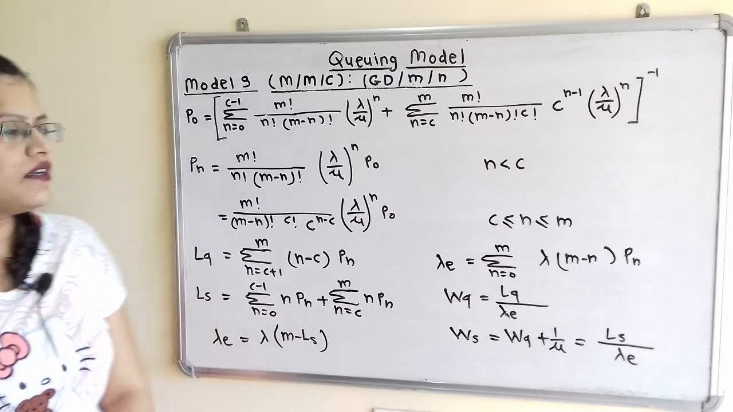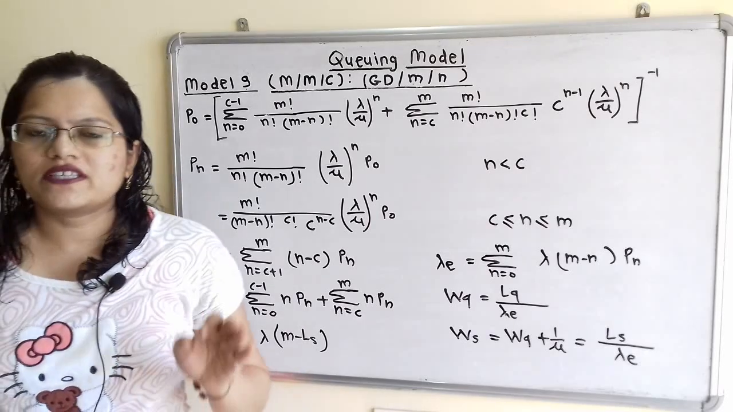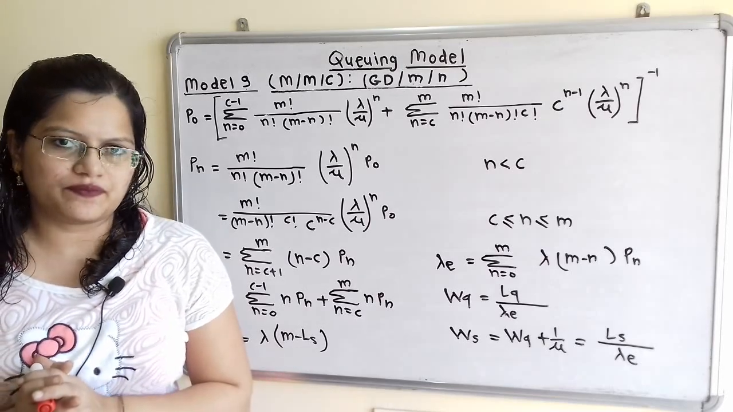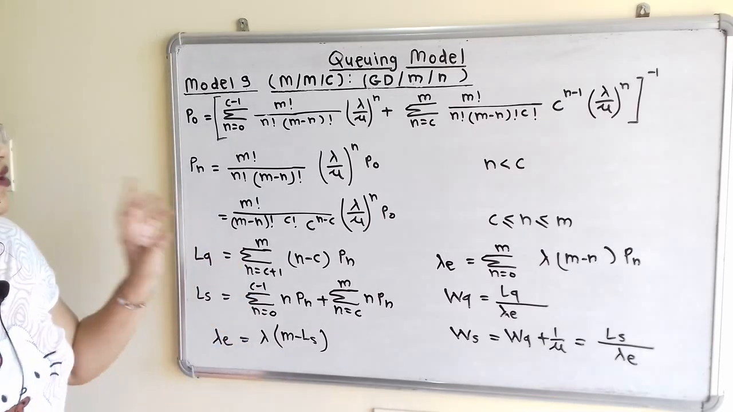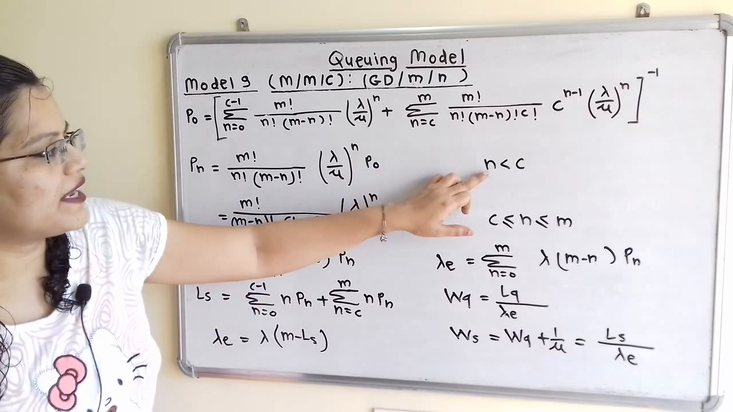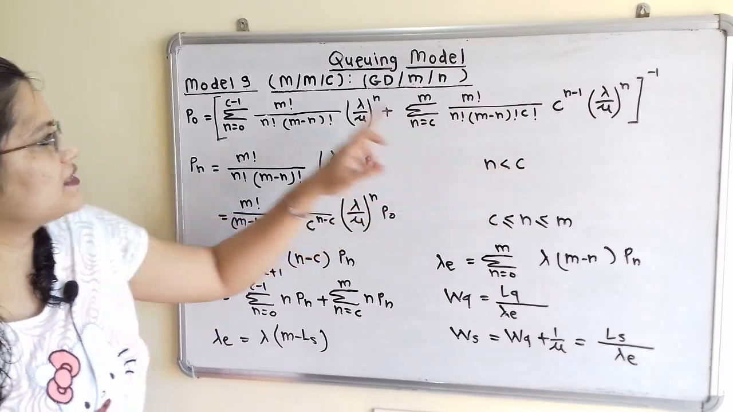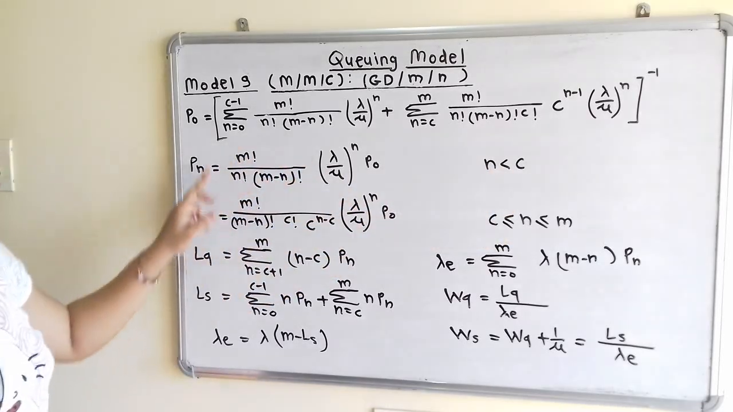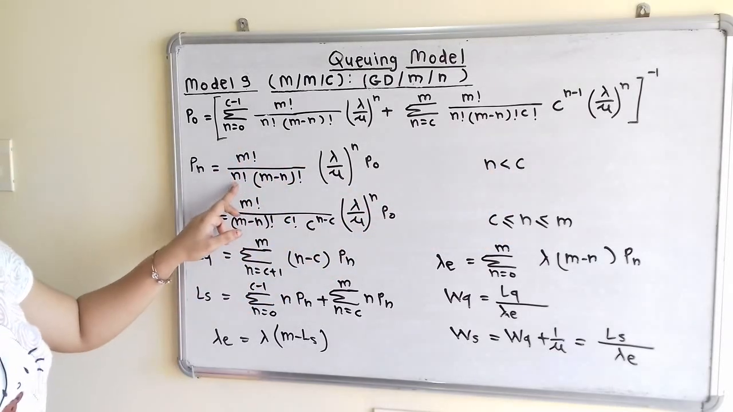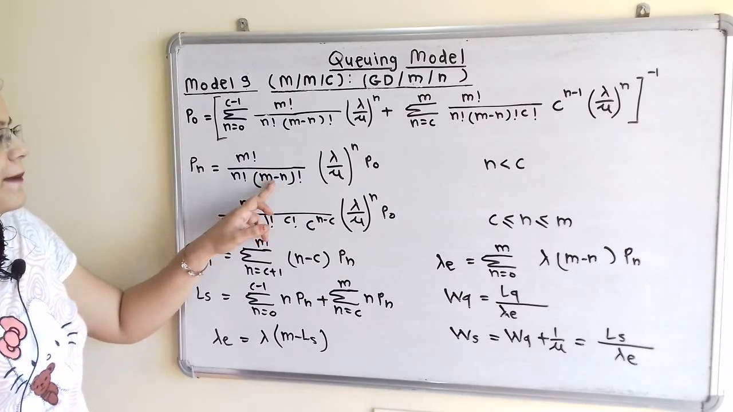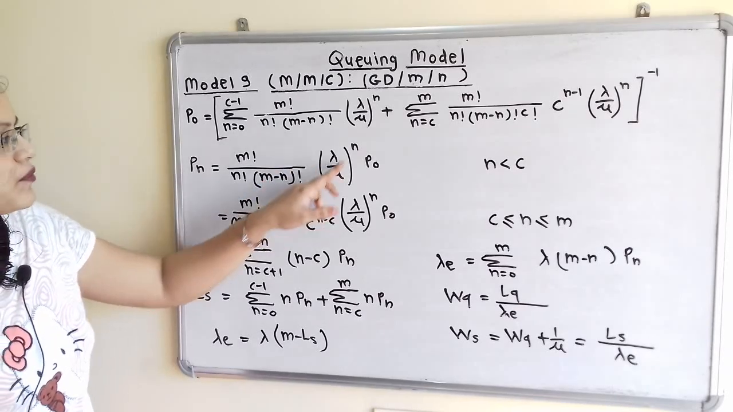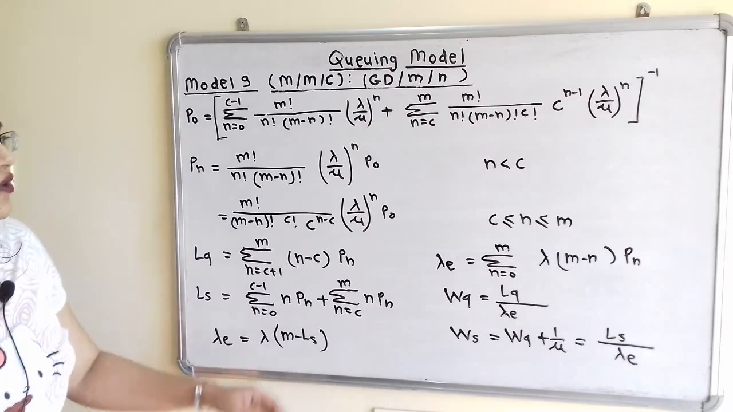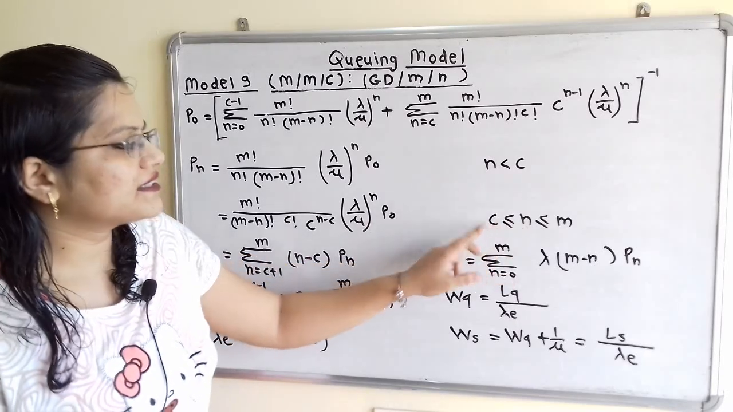Now we will move to the next formula. So what is the probability of N number of machines in the system? Here there are two cases. First, when N is less than C, because C is the number of servers, we have to use this formula: M factorial divided by N factorial (M minus N) factorial, (lambda by mu) raised to N into P0. Now what is the second case? In the second case, N is greater than C.